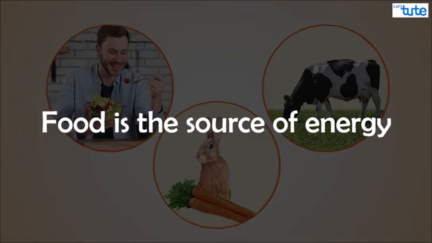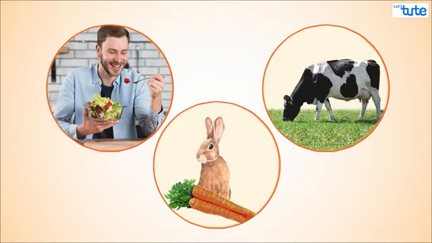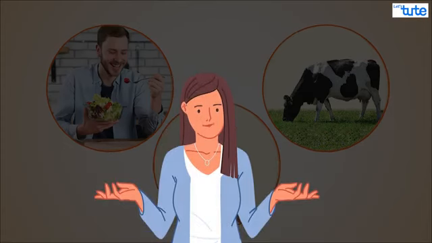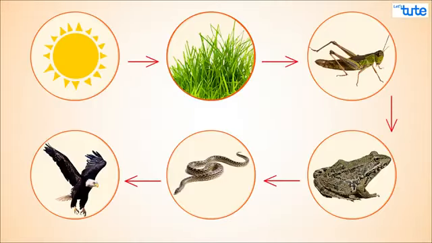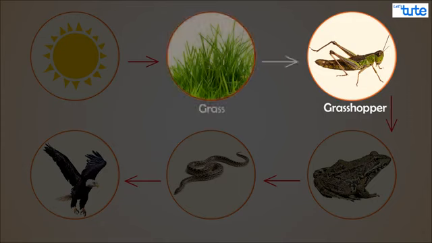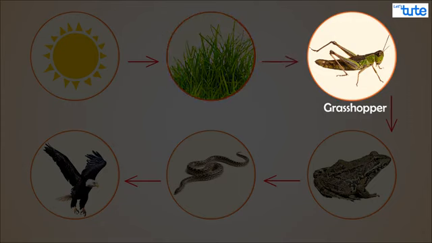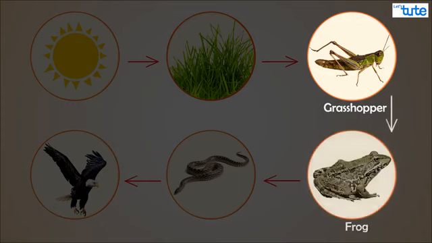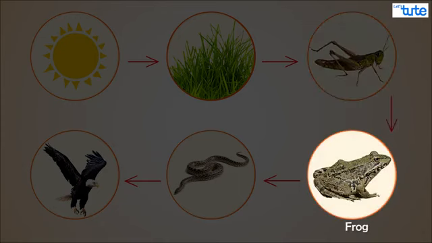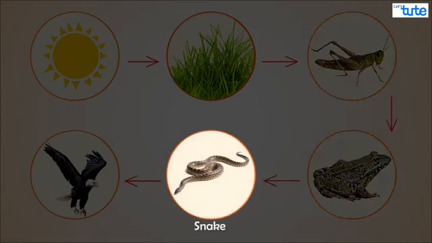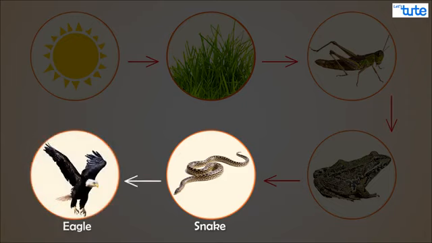Food is a source of energy for all living organisms, and to obtain this energy, they depend on other organisms and plants. And that's how our ecosystem functions. Consider this. Grasshopper feeds or depends on the grass to obtain their food. This grasshopper is in turn eaten by the frog. The frog is eaten by the snake, and the snake is eaten by the eagle.